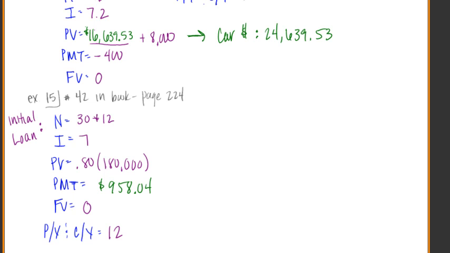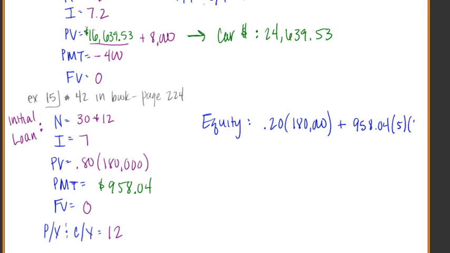Okay, so here's the thing. We want to find equity. And basically what equity is all about is how much money you have given to the bank. Okay, so let's think about it. Back 5 years ago, what all did he give to the bank? Well, he gave to the bank 20% of the initial value, so 20% of the $180,000. And then since then, on top of that, he's been making these $958 payments every month for 5 years. And that right there is his total equity.